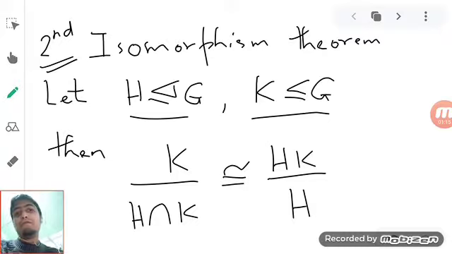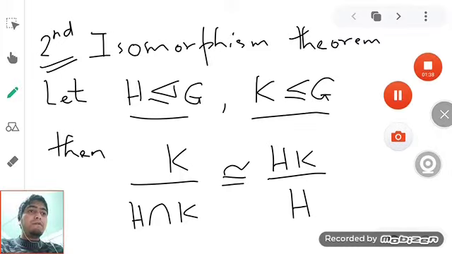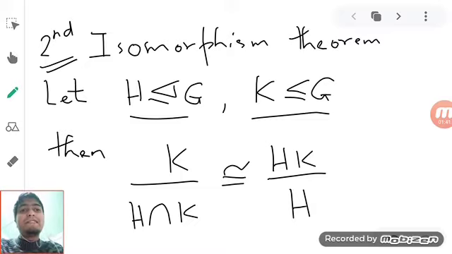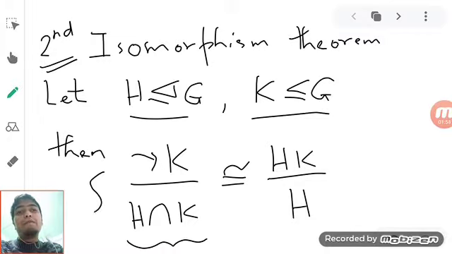We will no longer go with the definition by defining a function which is 1-1, onto and a homomorphism, but we will use the fundamental theorem of group homomorphism. Before doing that, if you have that H is a normal subgroup of G, K is a subgroup of G, we can immediately see that H intersection K will be a subset of K, and because the intersection of two subgroups is a subgroup, H intersection K will also be a normal subgroup of K. That is why we can form this quotient group.